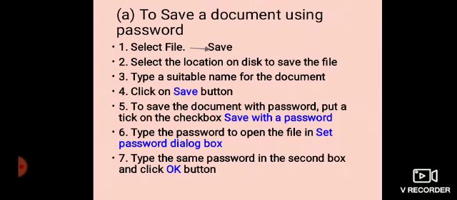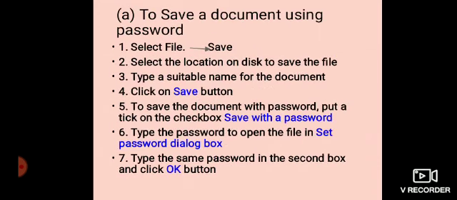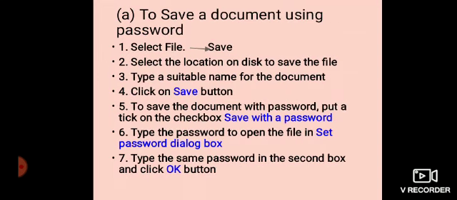To save a document using password, select File and Save. Select the location on disk to save the file. Type a suitable name for the document. Click on the Save button. To save the document with password, you are supposed to tick the checkbox called Save with a Password. Type the password to open the file in Set Password dialog box.